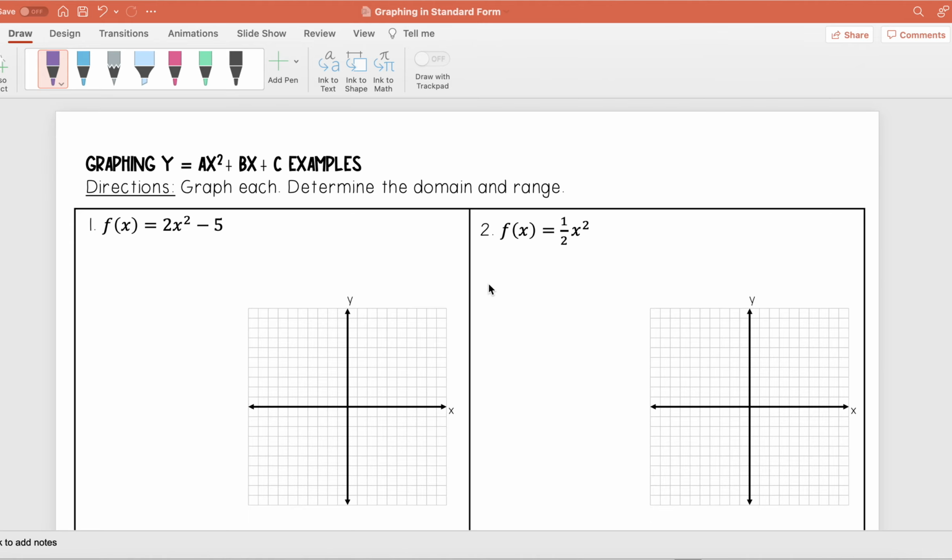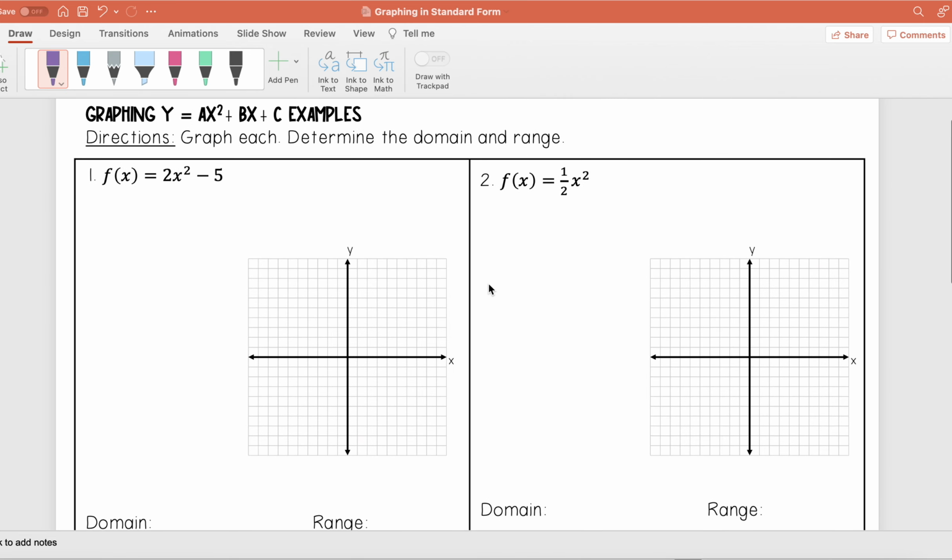So for this video, we're going to be looking at some more graphing examples, but here we'll see that it's still in standard form, but it looks just a little bit different. We're missing some terms. So for number 1 here, I have that f of x is equal to 2x squared minus 5. I can make this into standard form by just adding a 0x in there, because I realize I'm missing my x term, so I'm just going to add in a 0x. And now I can go ahead and do this just like I did in those previous examples.